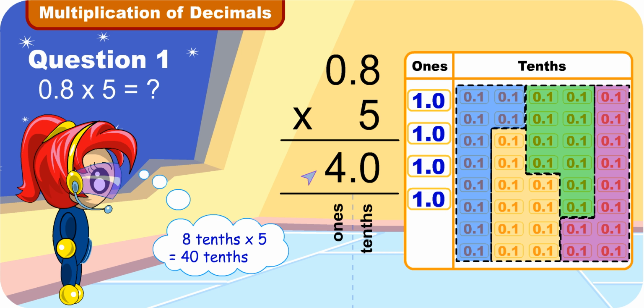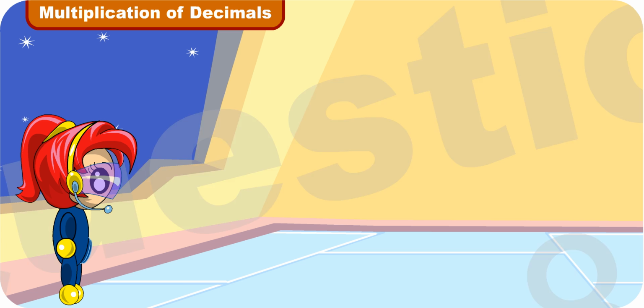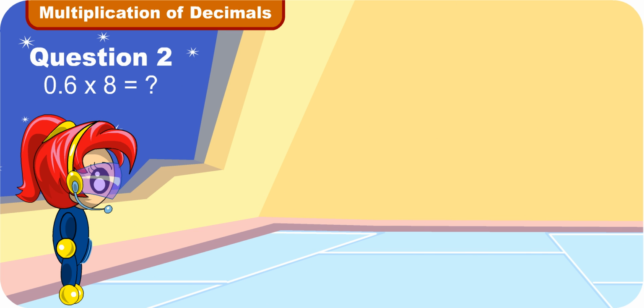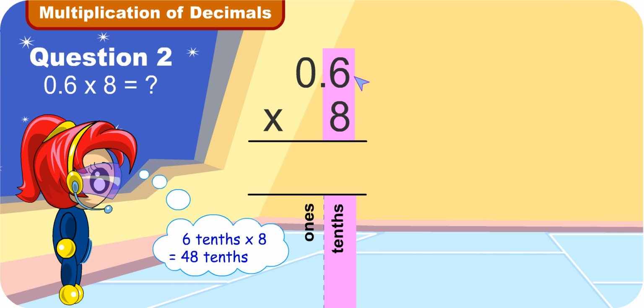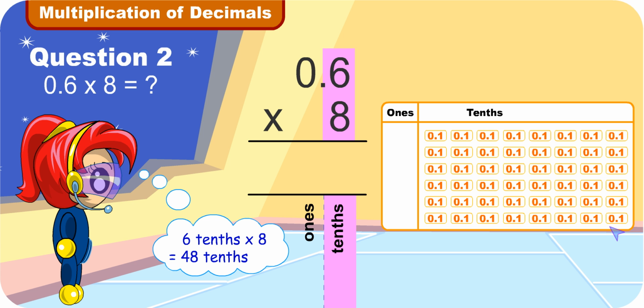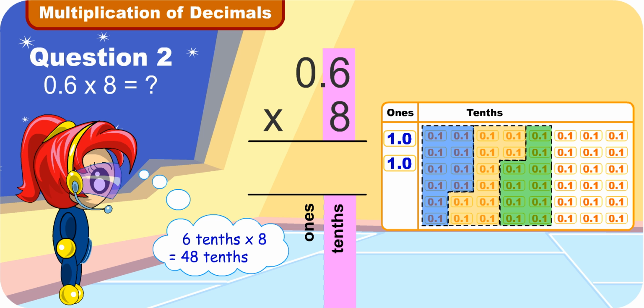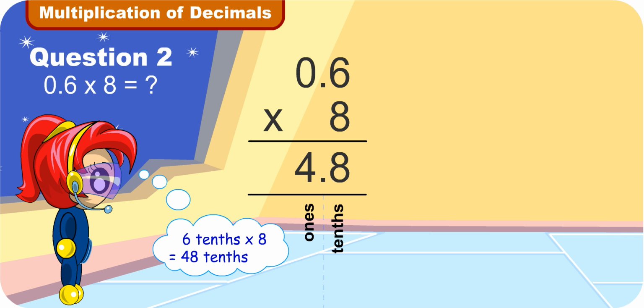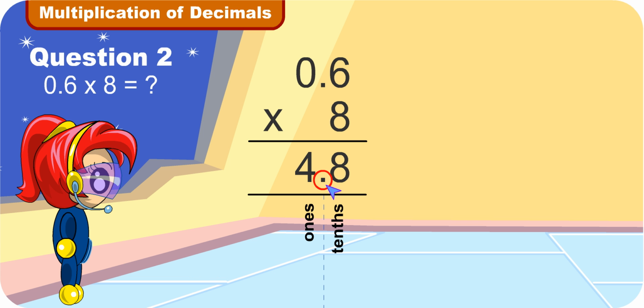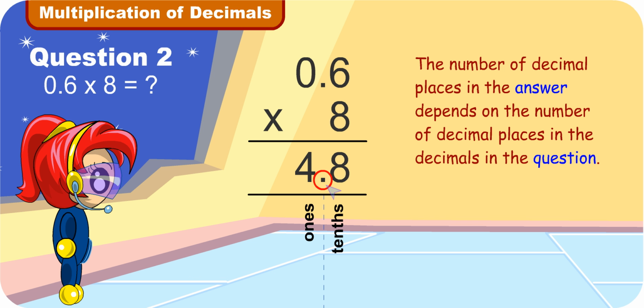Oh, I see. Try another question, Turbo Girl. 6 tenths times 8 is 48 tenths. Since 40 tenths make 4 ones, we get 4 ones and 8 tenths. The answer is therefore 4.8. I noticed that both the answers are in one decimal place. Yes, the number of decimal places in the answer depends on the number of decimal places in the decimals in the question.